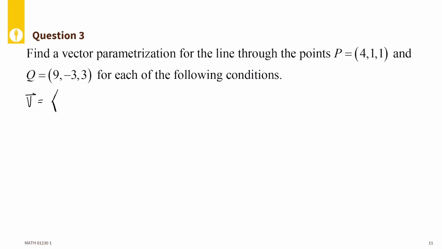9 minus 4 is 5. -3 minus 1 is -4. 3 minus 1 is 2. Okay, that only has one negative. I'm happy with that. That's the direction I'll use. And there's unfortunately no simplification. I can't factor a scalar out. I mean, I could, but then I'm going to have a fraction. I'd rather avoid that, if at all possible.